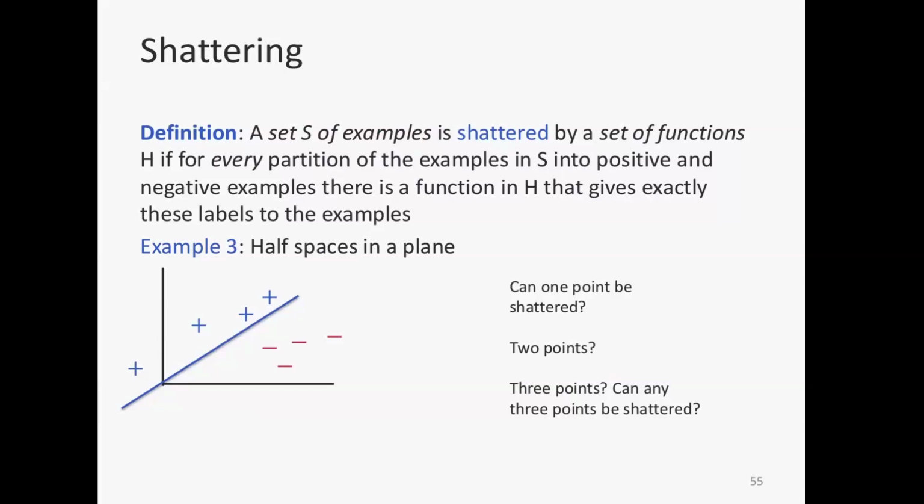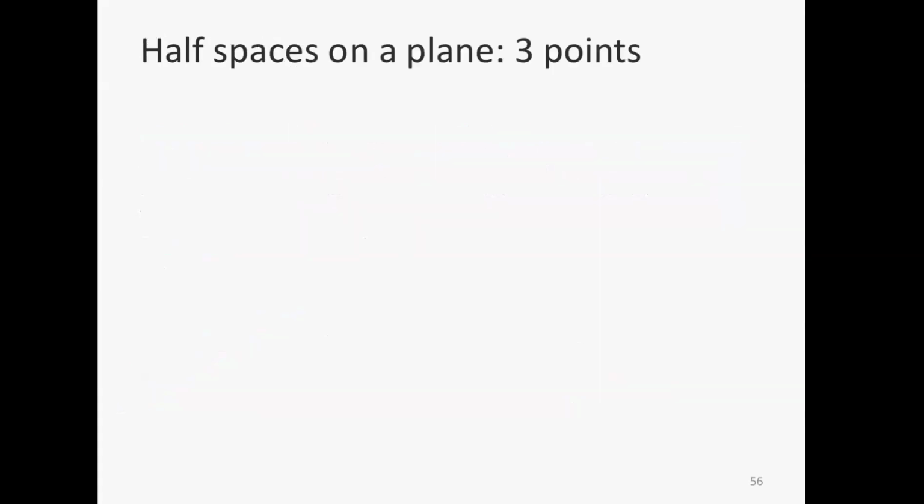So this means that unlike 1 and 2 points, it's not a universally true statement. Every set of 2 points can be shattered. Doesn't matter how they are configured. But with 3 points, we need to start thinking about their configuration. So with 3 points, I can enumerate all possible cases. Either they are on a straight line or they are not.